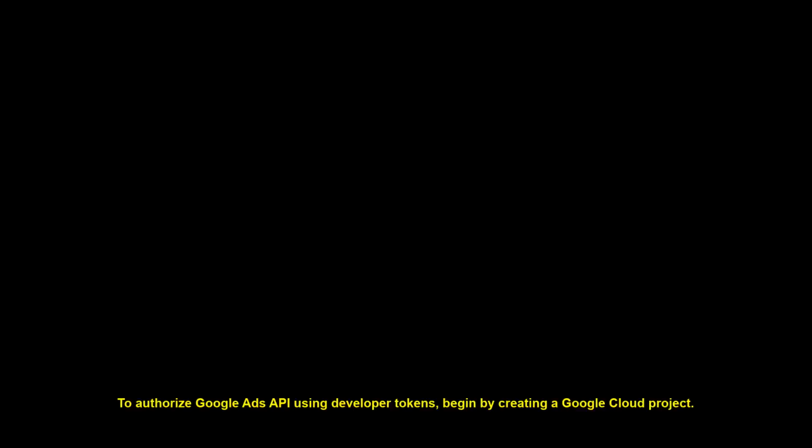To authorize Google Ads API using developer tokens, begin by creating a Google Cloud project. Log in to your Google Cloud console. Click on Select a project at the top of the page. In the drop-down, click on New Project. Enter a name for your project and click Create.